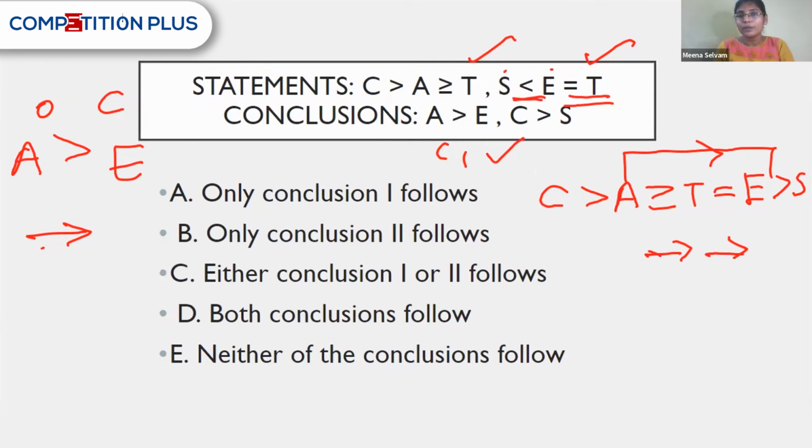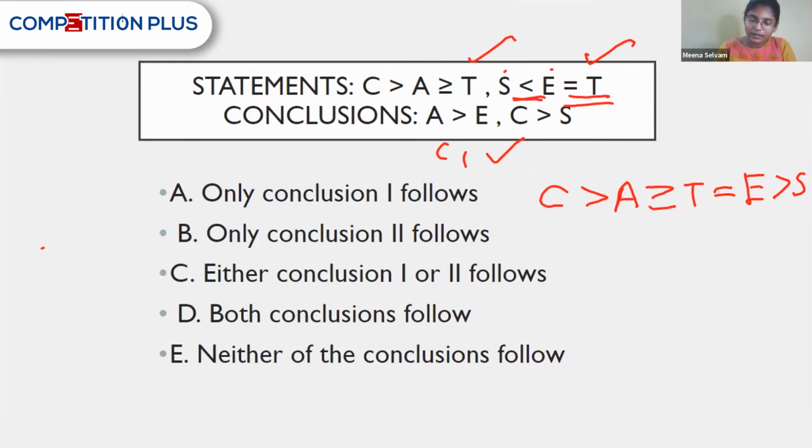Can you understand? Are you able to follow? Yes. Now let us check for the next conclusion, that is C greater than S. Again the greater than symbol. So this side, that is from C to S, the flow happens. This is the open gate. This is the closed gate in case of a greater than symbol. The flow is from C to S.